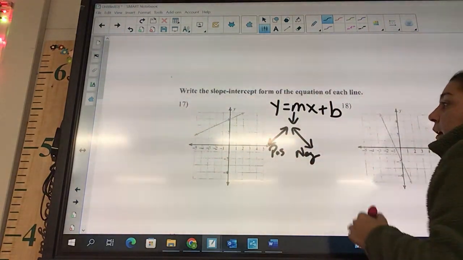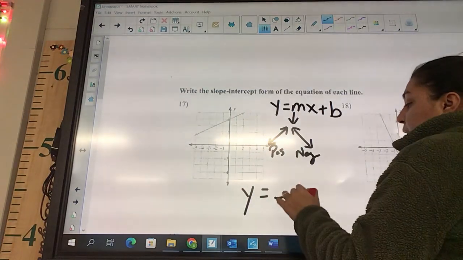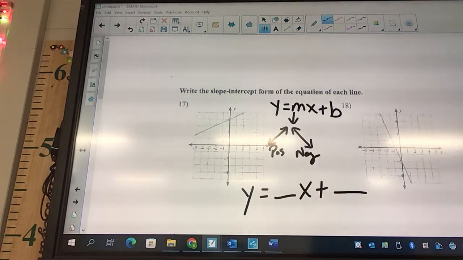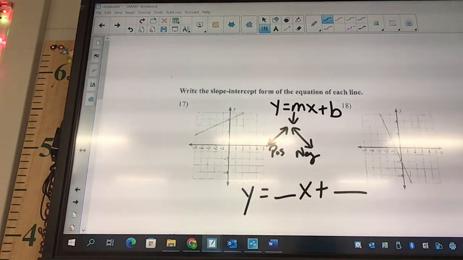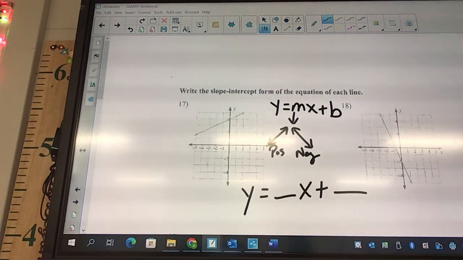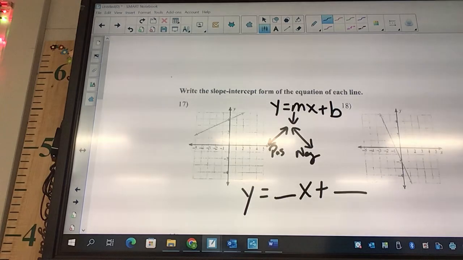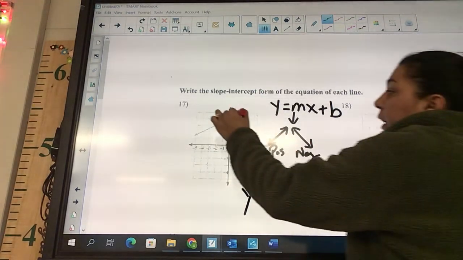Okay, so when we do this, we're definitely gonna have y equals blank x plus blank. We need to find the m and the b. Everything else goes part of the formula. So you find b first. What is our b? Where's the y-intercept at? 4. So put the 4 in the b spot and mark it.